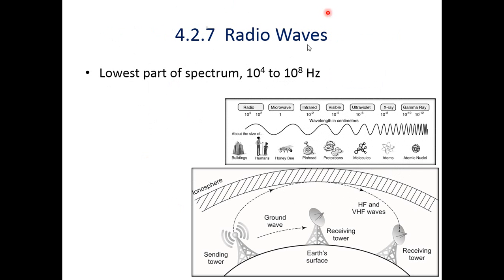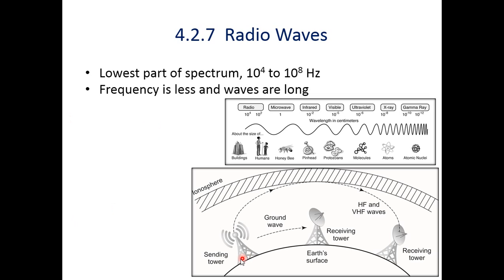An important topic is radio waves. That is the lowest part of the spectrum, operating in a given range. In it the frequency is very low, but the waves are long. In the figure see the radio wave. The size of the radio wave is just like a building or a football ground or a human. As we gradually go down, the size of the wavelength decreases, but the frequency increases. So that is the relation between frequency and wavelength.